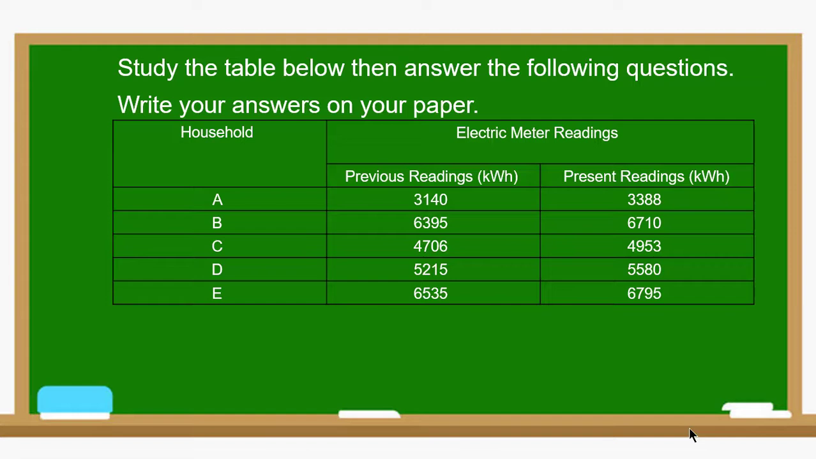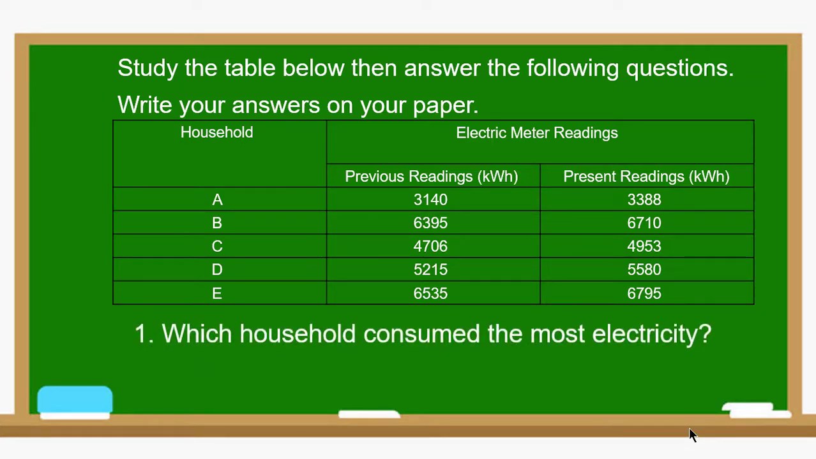The present reading is 4,953 kilowatt hour. Household D, the previous reading is 5,215 kilowatt hour. Present reading 5,580 kilowatt-hour. Household E, previous reading is 6,535 kilowatt-hour. The present reading is 5,795 kilowatt-hour. Which household consumed the most electricity?